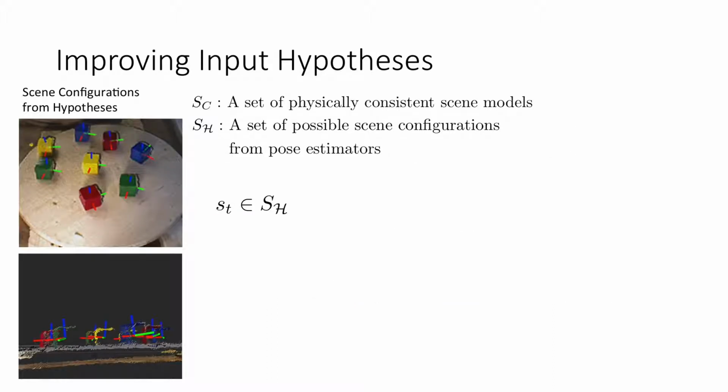Let S_C denote a set of physically consistent scenes and S_H denote a set of scene configurations generated from pose estimators. Since pose estimators do not enforce physical constraints, performing scene estimation from S_H directly often does not yield a good result, since the best model generated from that set often violates physical consistency.